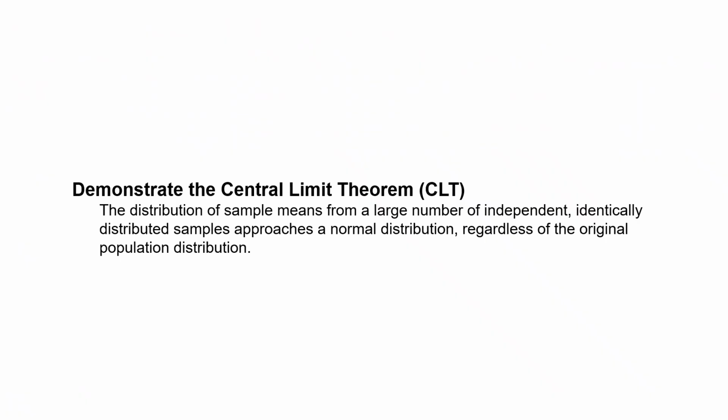Now let's demonstrate the central limit theorem. We are going to see if the distribution of the sample means, and we already know that we have a large number of independent, identically distributed samples, is normally distributed, and we are also going to compare it with the original population distribution. Okay, so let's do that.